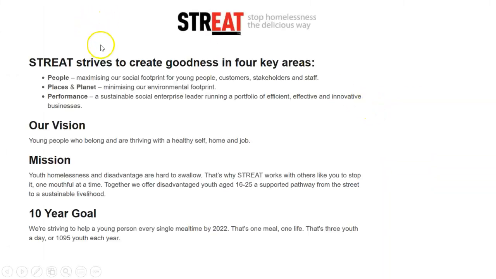Where it gets a little bit different is in what it's about. If you just look at this vision: young people who belong and are thriving with a healthy self, home and job. And their mission says that youth homelessness is a big thing, and we exist to help stop it one mouthful at a time. Together we offer disadvantaged youth aged 16 to 25 a pathway from the street to a sustainable livelihood.